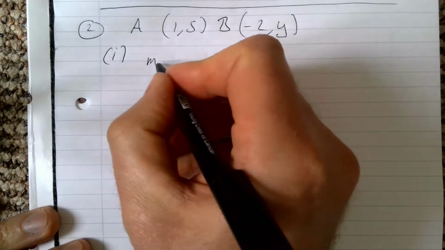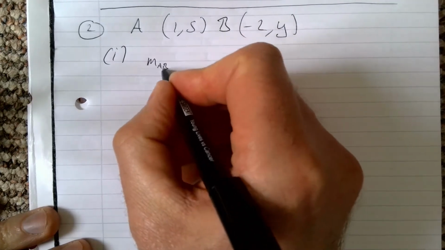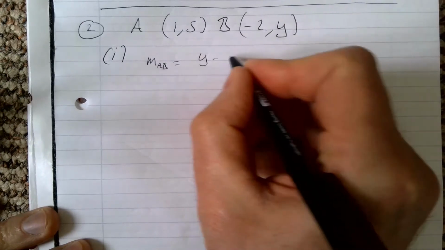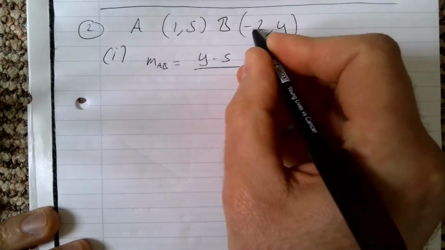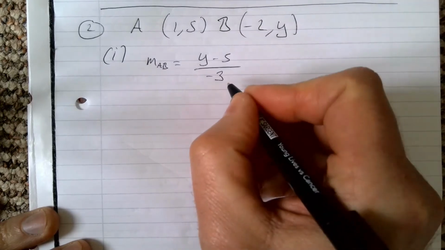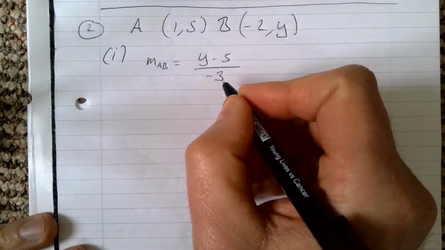So our gradient of AB is going to be y2 minus y1, so that's going to be (y - 5) all over (-2 - 1), so that's going to be (y - 5)/(-3). So that's that bit done.